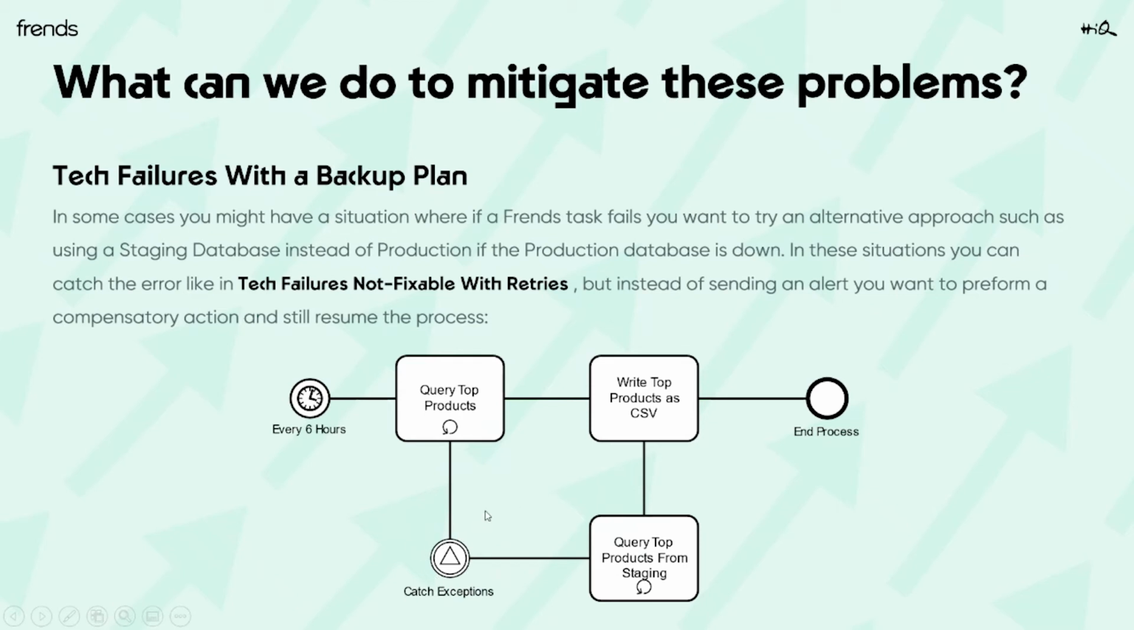But now, rather than doing nothing and just sending an alert, we can actually try to recover from that situation by, for example, querying the top products from a separate database, let's say from staging, or we could even have a hard-coded backup product catalog that we use if the main system is down, to recover and join back to the normal flow of the integration process.